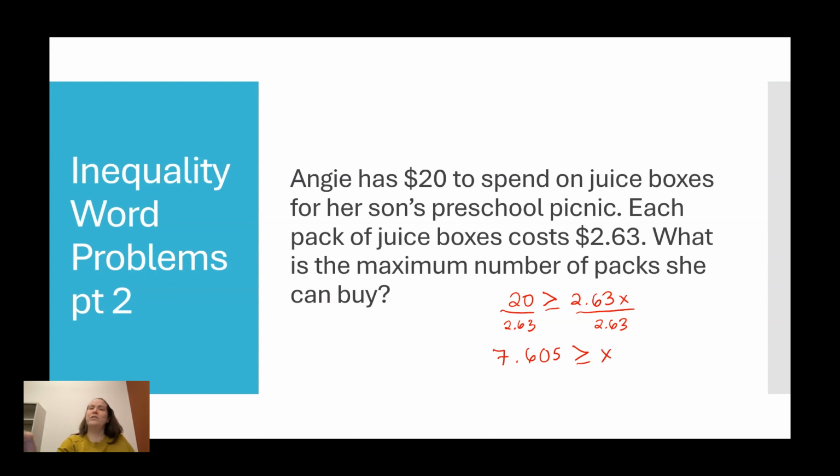So again, if we just had the number 7.6 and we were rounding to the nearest number of packs of juice boxes, right? We can't buy 0.6 of a juice box. We would round this to 8 normally if it was just a number, but it is not. It's an inequality. So x has to be less than or equal to 7.605. We cannot round this up to 8. We have to round it down to 7 packs of juice boxes.